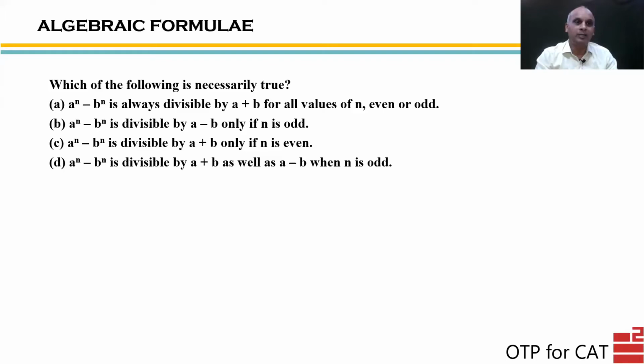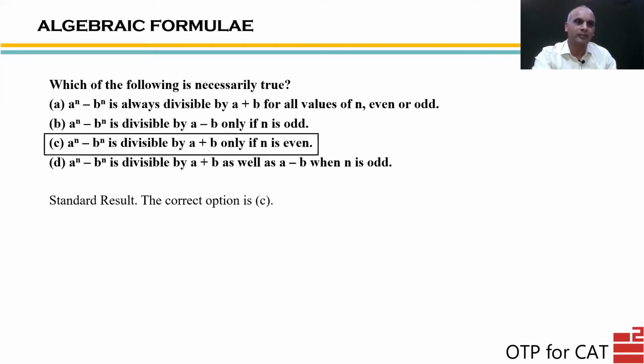Second statement: a^n minus b^n is divisible by a minus b only if n is odd. Now we know that a^n minus b^n is divisible by a minus b for all values of n, whether n is even or odd. But it says only if n is odd, so B option is also not correct. C option is that a^n minus b^n is divisible by a plus b only if n is even. Now this is correct. And we can easily see now that D option is also wrong. This is a standard result, so we should know the correct answer is C option only. There was no calculation, just conceptual checking of the basic formulas.